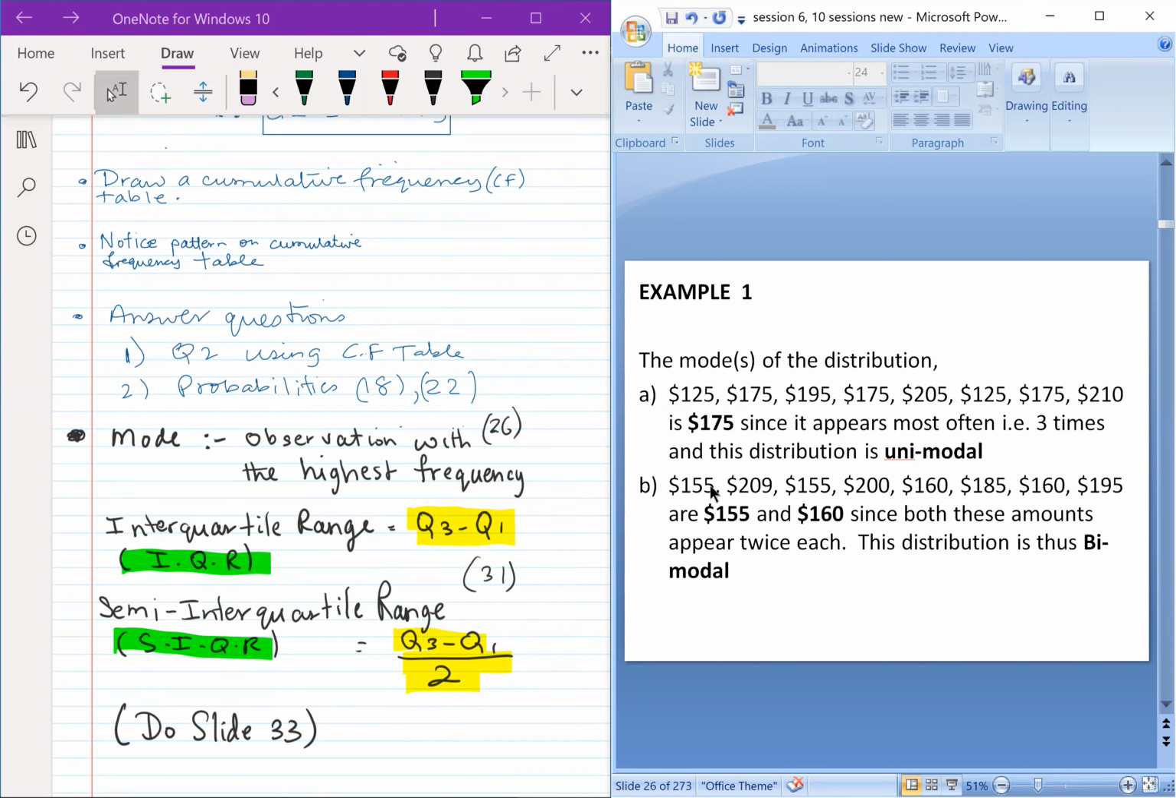Look at this one here. In this one, 155 occurs twice, and 160 also occurs twice. There's no other number that occurs twice or more than twice. So it means that 155 is a mode, and 160 is also a mode. So you have 2 modes here. And because you have 2 modes, we say that this distribution is bimodal. If in this you also had, for example, two $200s, then the 155, the 160, and the $200 would all be occurring twice. That means now that you would have 3 modes, and therefore we say it would be trimodal. Okay, so you should be aware of those terms.